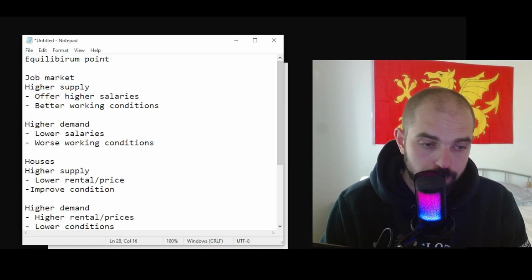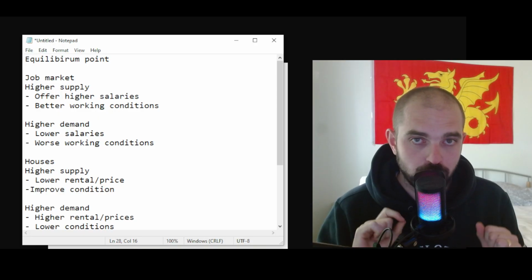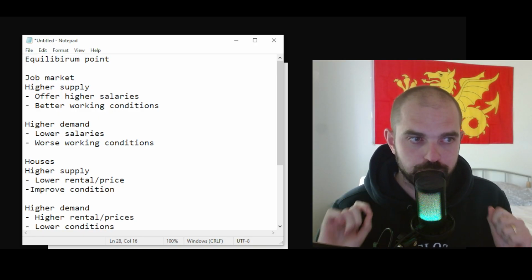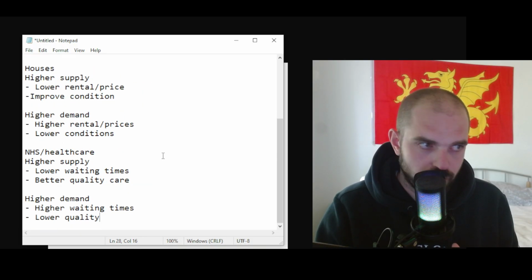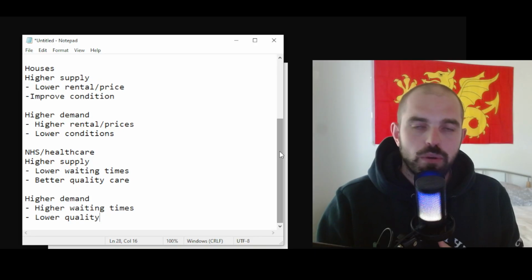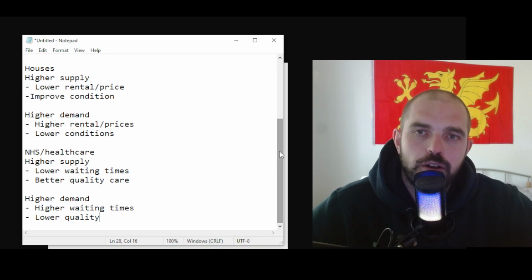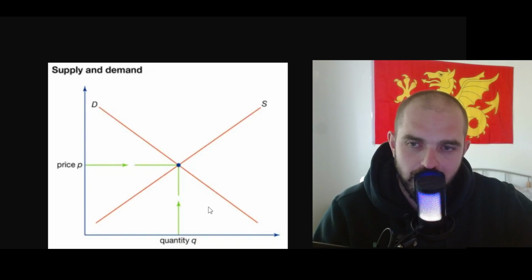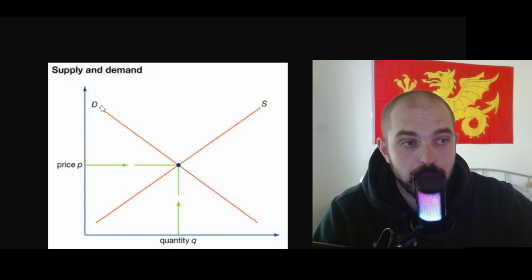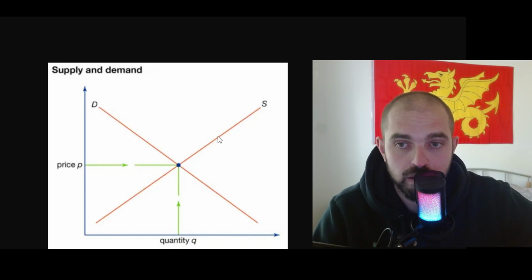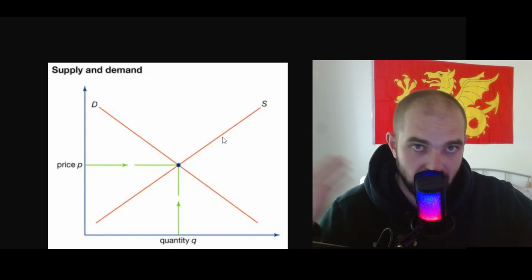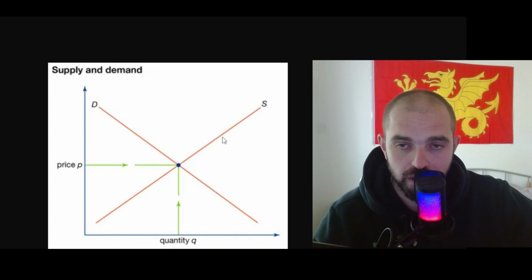But our third one is a point of contention. So please don't threaten me. It's going to be our lovely NHS. When we're looking at NHS healthcare on this graph, demand is going to be the number of people needing to access the healthcare system, and supply is the number of appointments, doctors, operations, just everything provided by a healthcare service.